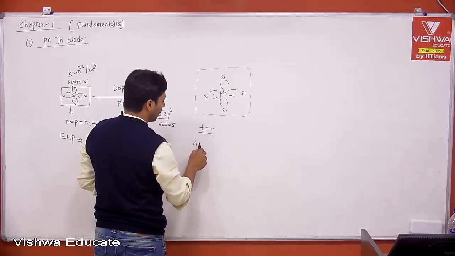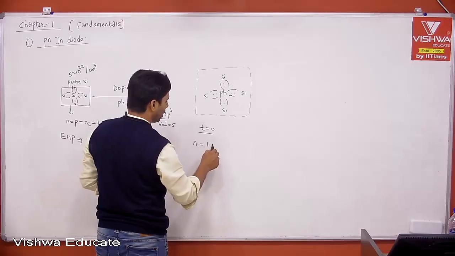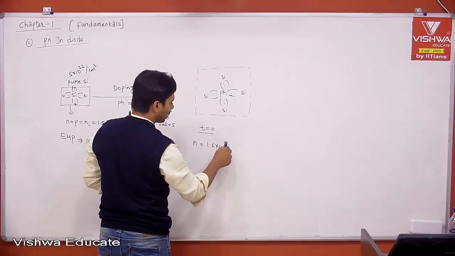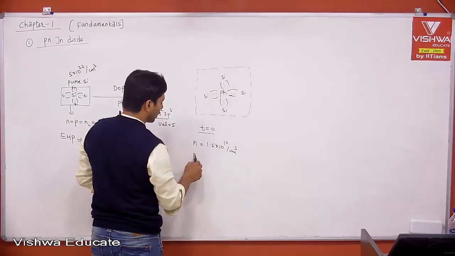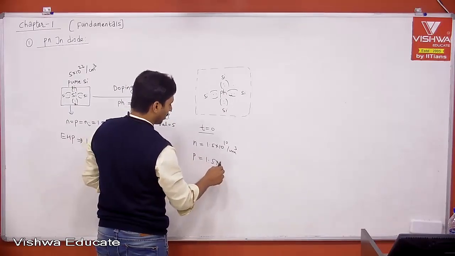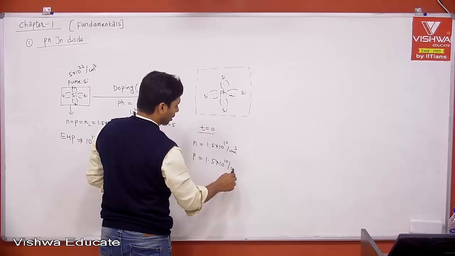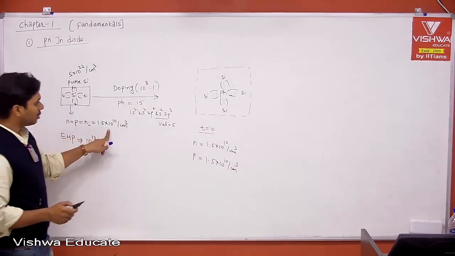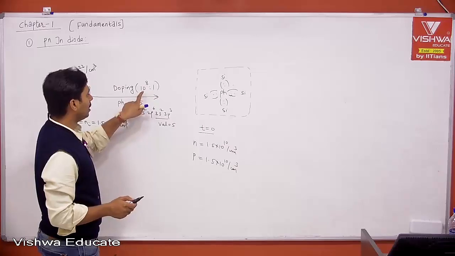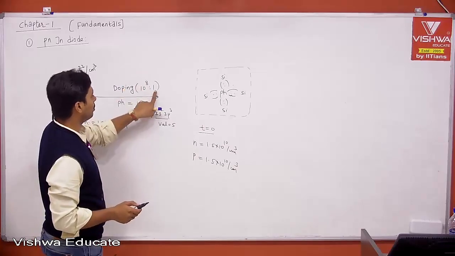Typically, at time t = 0, the moment when you add, we already have n = 1.5 × 10^10 per centimeter cube, and p = 1.5 × 10^10 per centimeter cube. Therefore n = p, but you know how many we are adding: for every 10^8 silicon atoms, 1 impurity atom.